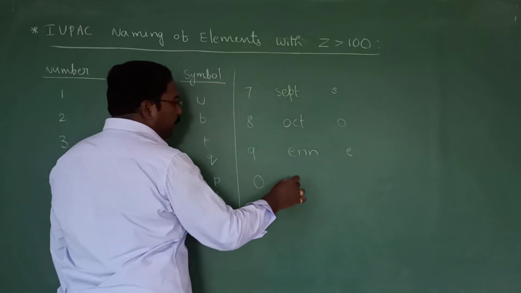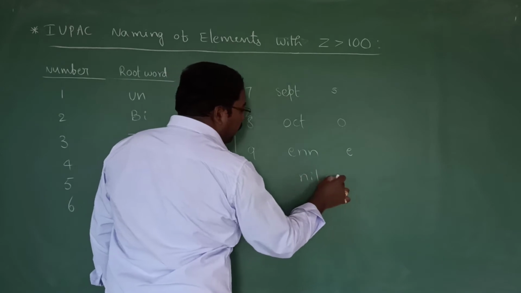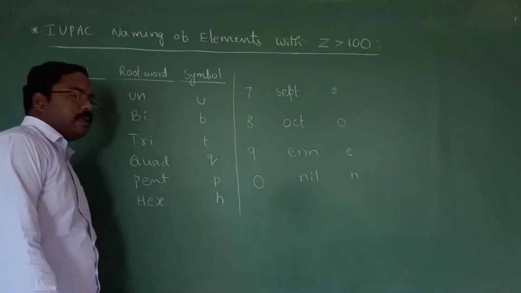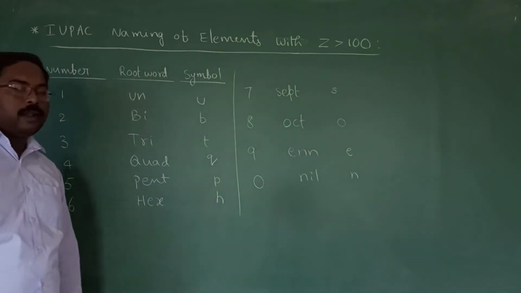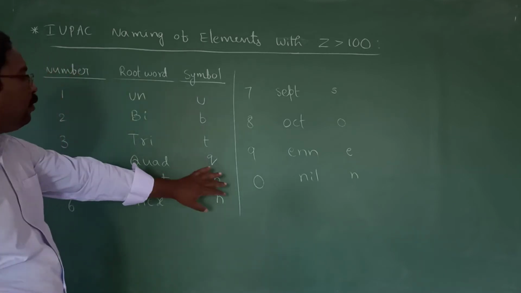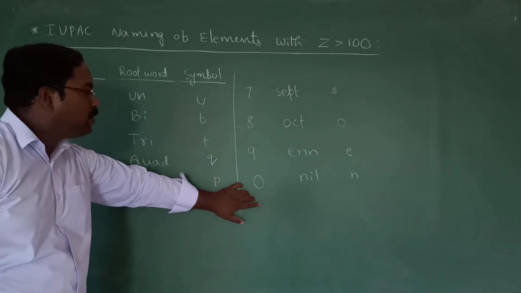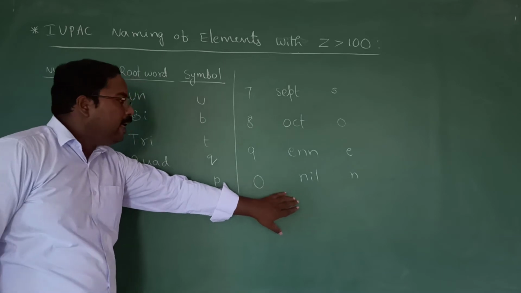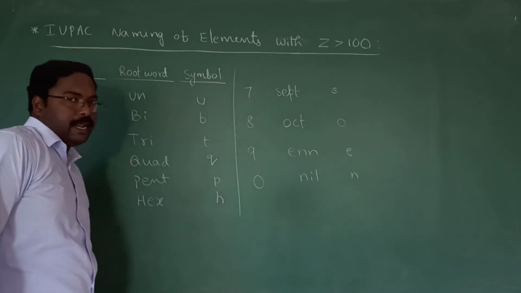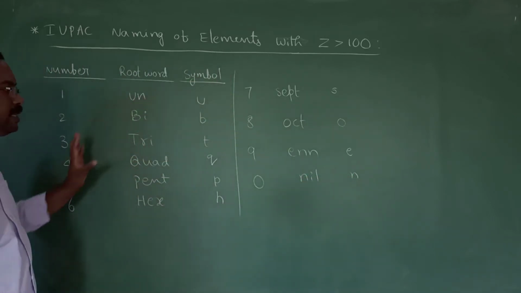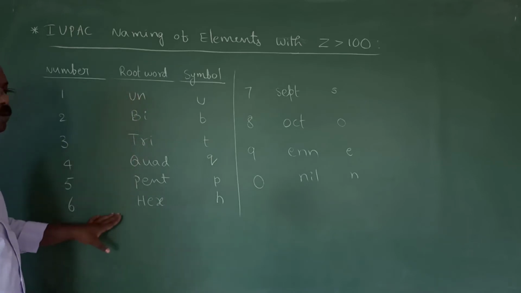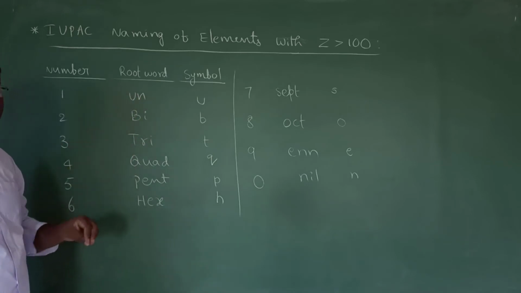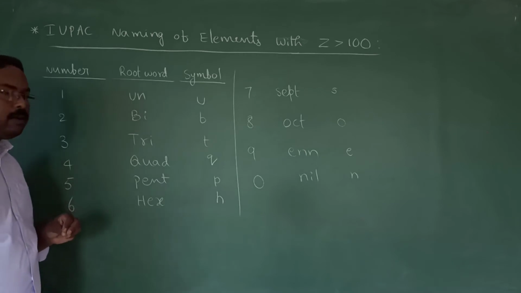Coming to 0, nil. Remember, there won't be 10; this is 0. So 0 is named as nil and represented with the letter N. Now, using these symbols and these root words, we are going to name the elements.